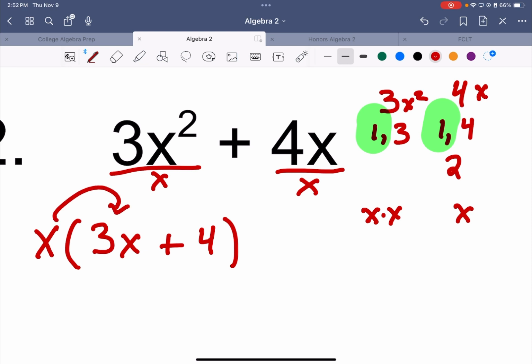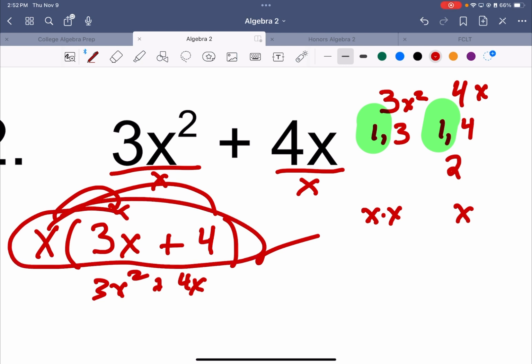3 times x is 3x squared. X times 4 is 4x. That's where I started. That has to be my solution. Okay. You're done.